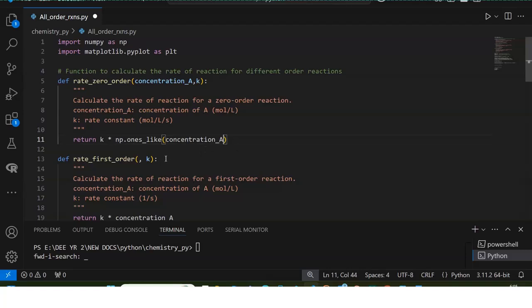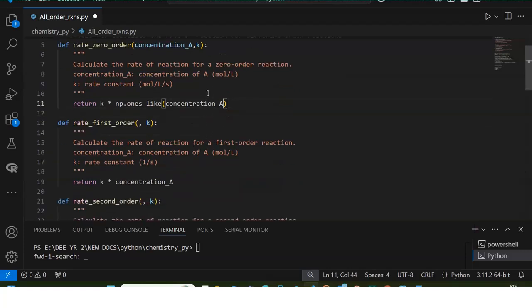So remember, concentration of A, we are going to use it down here. But for this one, you don't need to multiply it because the rate of the reaction is independent of the concentration of the reactant. So we have finished that. So we go to the second model.